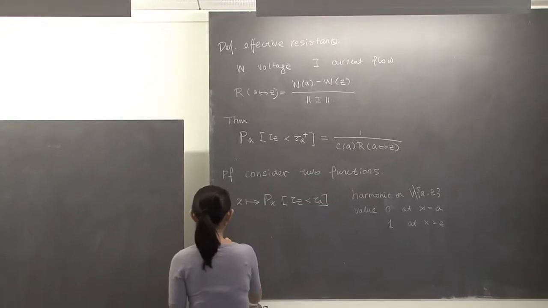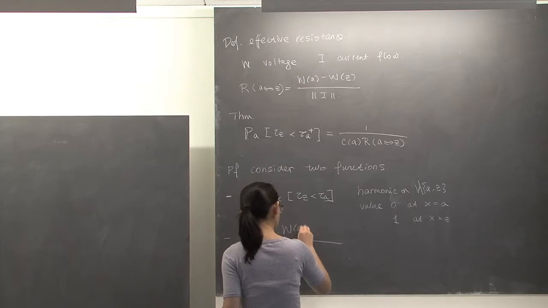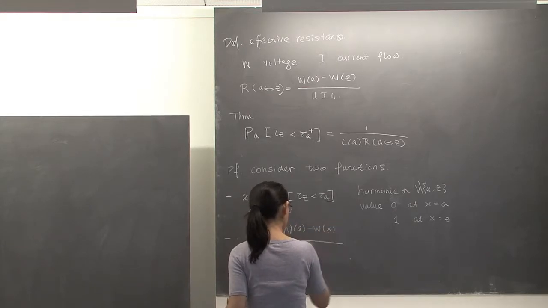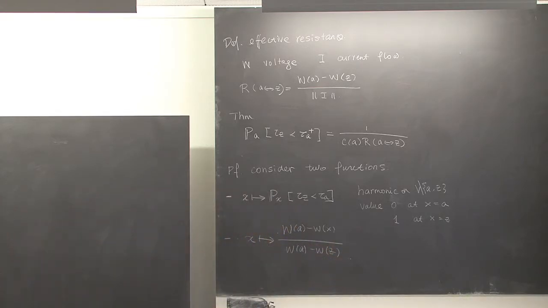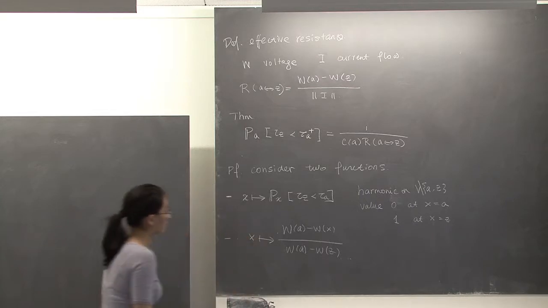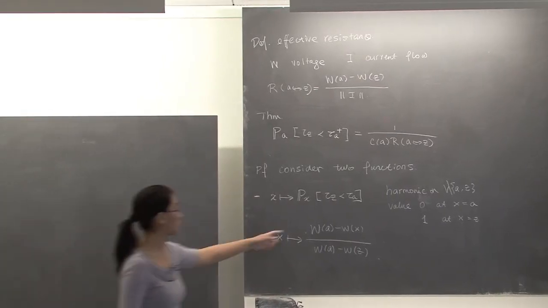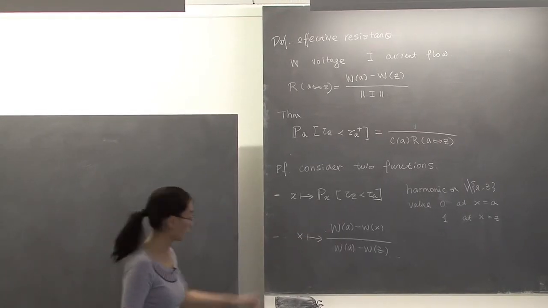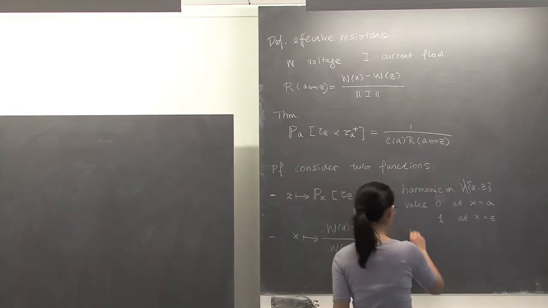The second function we consider is defined from W, where W is the voltage on the network. This function is also harmonic outside a and z, because W is a harmonic function outside a and z, and here it is just a linear combination of W. So this is a harmonic function.